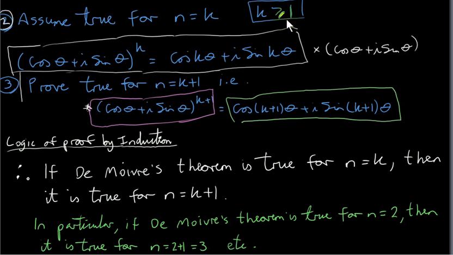So now k could equal 2. So if de Moivre's theorem is true for n equals 2, then it is true for n equals 2 plus 1. Here k plus 1 is 2 plus 1, which is 3. So now we've proven that de Moivre's theorem is true for n equals 3, and so on. We could replace k with 3, and since we know it's true for n equals 3, then it's going to be true for n equals 3 plus 1, which is 4. So now we've proven that de Moivre's theorem is true for n equals 4, and so on and so forth. So we can say now that de Moivre's theorem is true for all natural numbers.